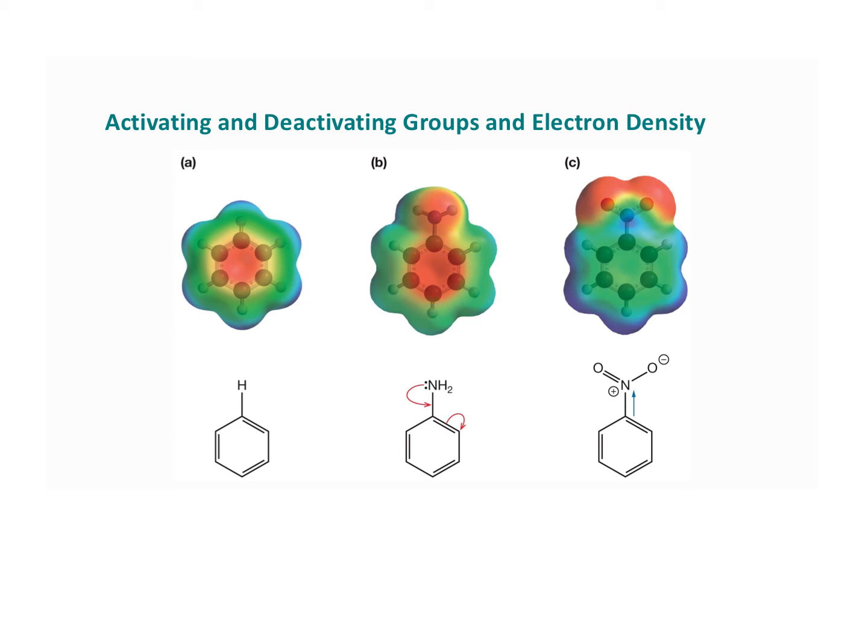Then look at the aromatic ring of nitrobenzene, which has the deactivating group. It's less electron rich, as shown by this blue-green, than benzene itself. So the NO2 group withdraws electron density from the ring, and the driving force for the aromatic ring to attack the electrophile is diminished relative to benzene, and that's what causes it to react more slowly. So we can see this again through these maps here.